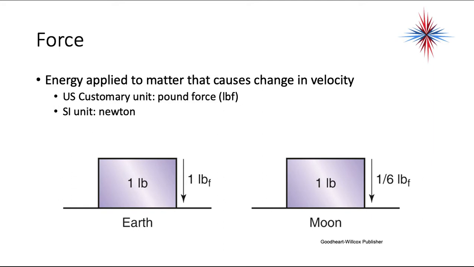Okay? If we have 1 pound sitting on the moon, which has a much lower gravitational pull, we have 1/6 of a pound of force pushing down. Force, again, is a straight line to another object or to a wall or to the earth.